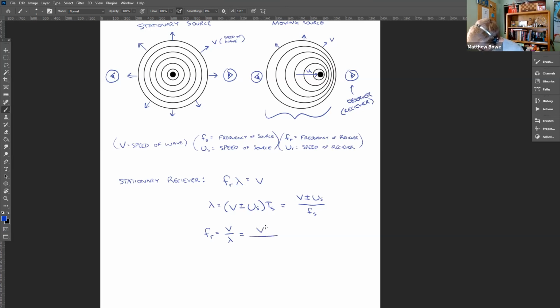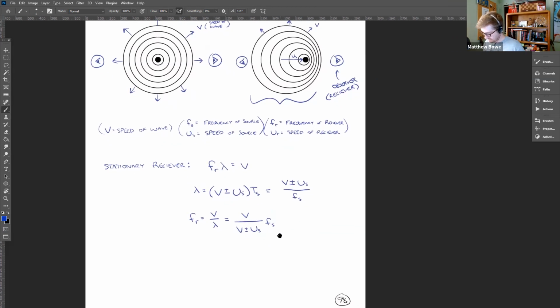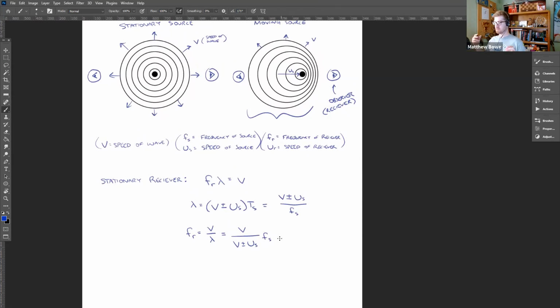That is the speed of the wave over the speed of the wave plus or minus the speed of the source, times the original frequency of the source. So if we have a given value, we know what the source is producing, the original frequency produced by the source. Now this is for something that is moving towards a receiver.